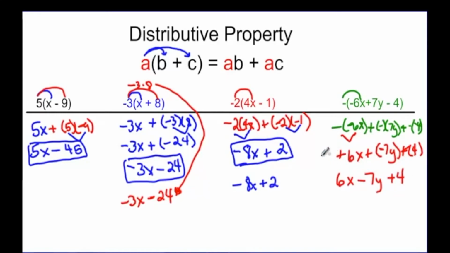Actually, either one of these is okay, but this is the general way that you're going to see it written. Again, you could have said negative 6x times negative 1 would be positive 6x. Negative times a positive 7y would be minus 7y. And negative times a negative 4 would be a positive 4. Either way.